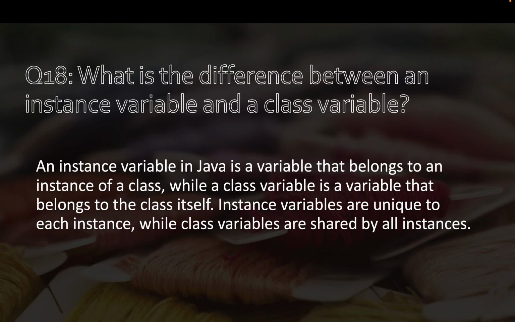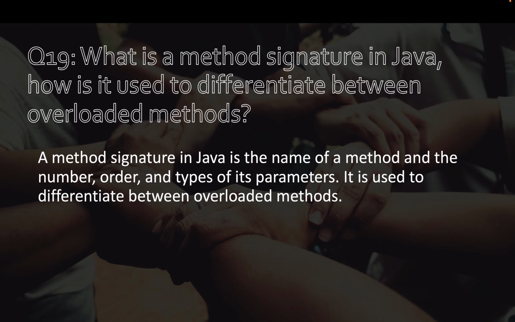Question number 18. What is the difference between an instance variable and a class variable? An instance variable in Java is a variable that belongs to an instance of a class, while a class variable is a variable that belongs to the class itself. Instance variables are unique to each instance, while class variables are shared by all the instances. Question number 19. What is a method signature in Java? How is it used to differentiate between overloaded methods? A method signature in Java is the name of a method and the number, order, and the types of its parameters. It is used to differentiate between overloaded methods.